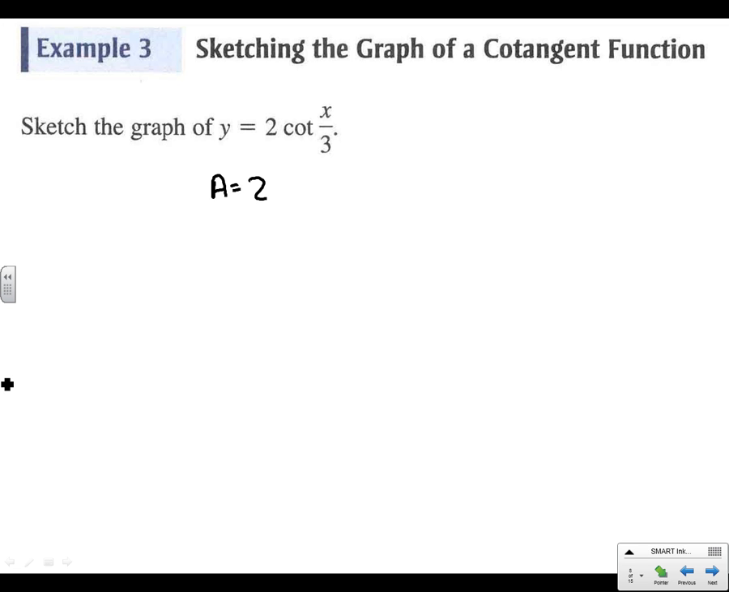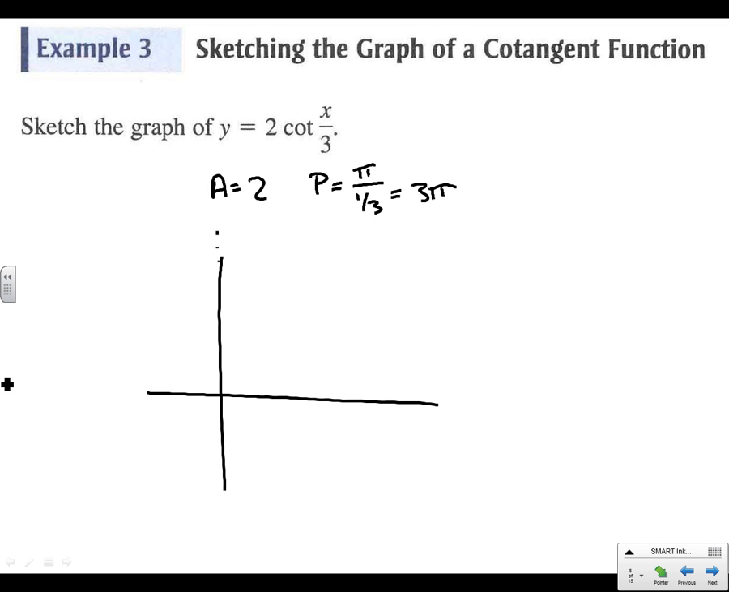Amplitude is 2. Period is pi over 1/3, so 3 pi. All right, so we know we have an asymptote at 0. We'll have 3 pi. So we've got 3 pi over 2 as our central point. And then we'll have 2 middle points here, and those will be 3 pi over 4 and 9 pi over 4.